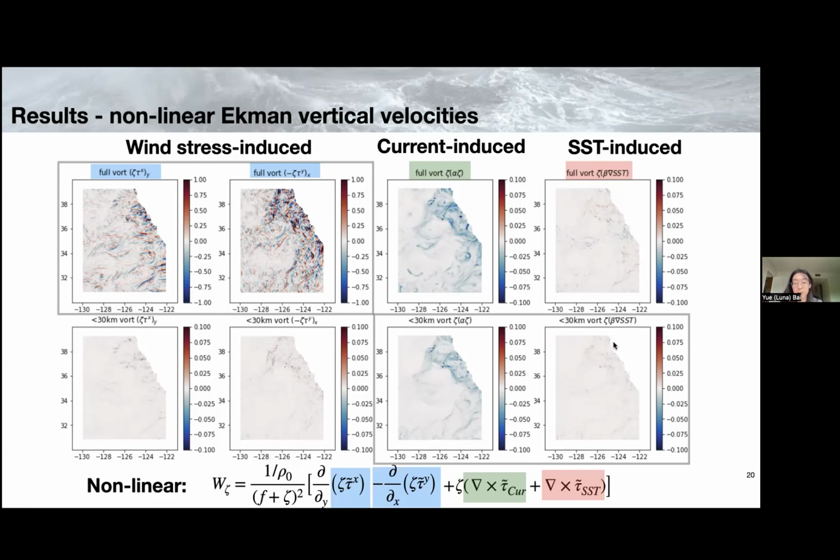And so I think the lesson that we learn here is that at very large, unfiltered scales, it is actually the surface wind stress that's making the dominant contribution to this nonlinear Ekman vertical velocity. But as we go to smaller and smaller spatial scales, the atmospheric impact on this nonlinear Ekman vertical velocity is drastically decreasing. And it is actually the surface currents that are picking up this dominance and this contribution.